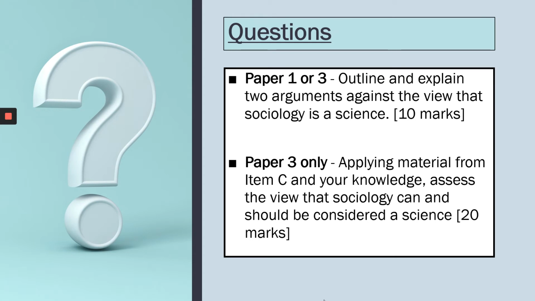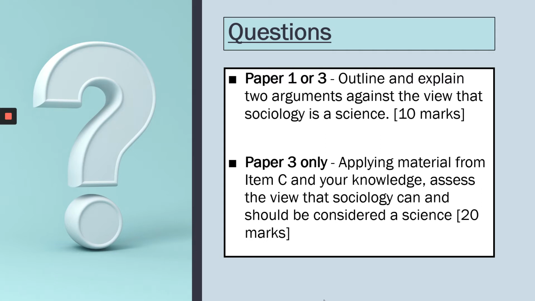Here's what some questions could look like on the sociology as a science topic. So on paper 1 or paper 3, you could get an outline and explain question asking you to outline and explain 2 arguments against the view that sociology is a science. And we're going to dissect that question today, and you're going to write a section of it.